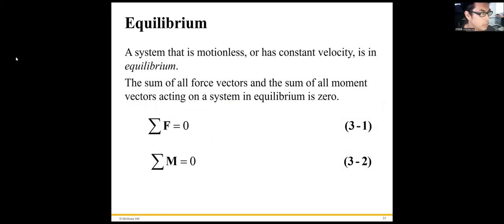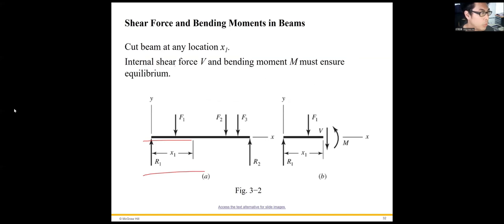Okay, so let's just briefly recap a little bit. For this shear and moment and its diagram, we can start from this equilibrium equation, right? Sigma F equals 0 and sigma M equals 0, right? And then we can draw the free body diagram of it.